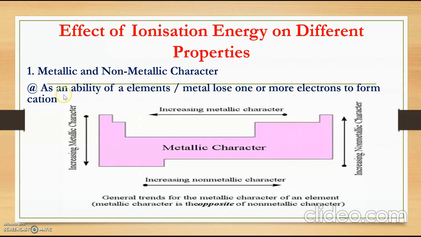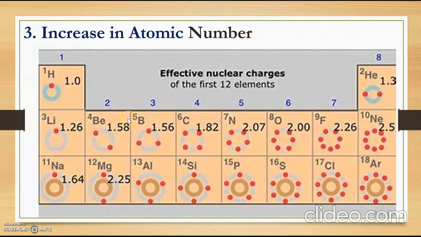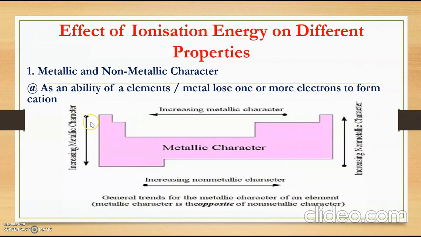Metals are elements having the ability to lose one or more electrons to form a cation. This ability to lose electrons depends upon the ionization energy. With increasing ionization energy, the metallic character decreases. When we move from left to right in a period, ionization energy increases, which in turn decreases the metallic character. Hence, alkali metals always show metallic nature, whereas the halogen family, that is p block elements, always show non-metallic character.